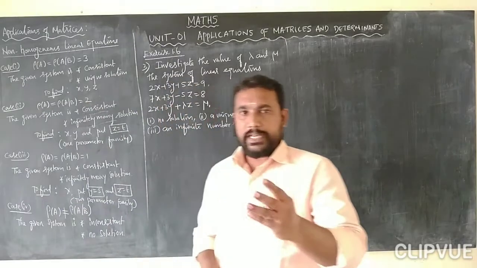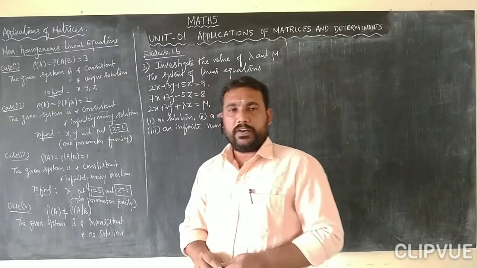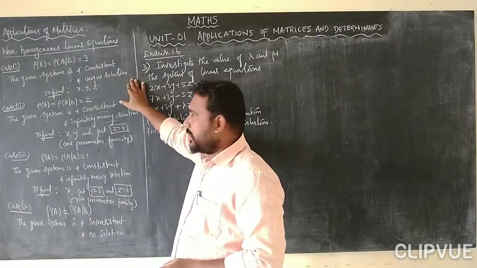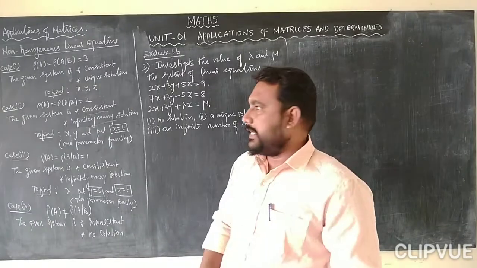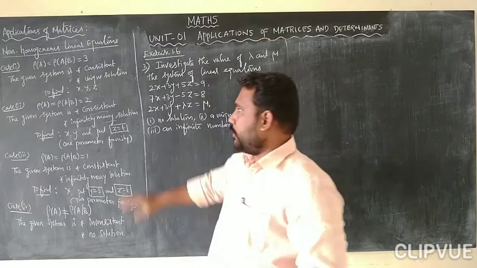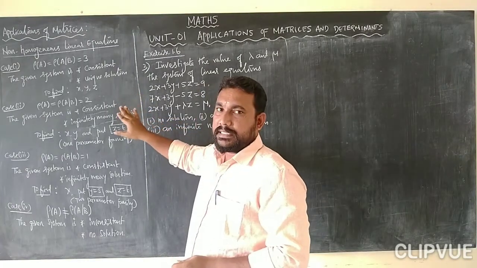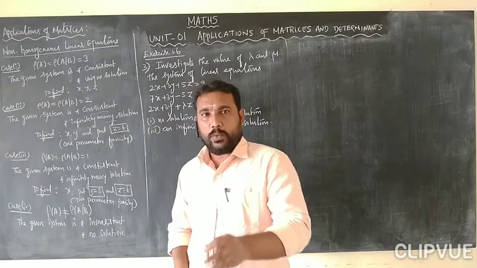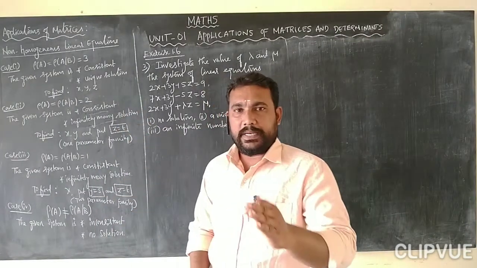There are four cases. Case number 1, rank of matrix ρ(A) equal to ρ([A|B]) equal to 3. The given system is consistent and has a unique solution, to find x, y, z. Case number 2, ρ(A) equal to ρ([A|B]) equal to 2. Rank of matrix is 2. The given system is consistent and has infinitely many solutions. To find x and y, substitute the value of z equal to t, a one parameter family.